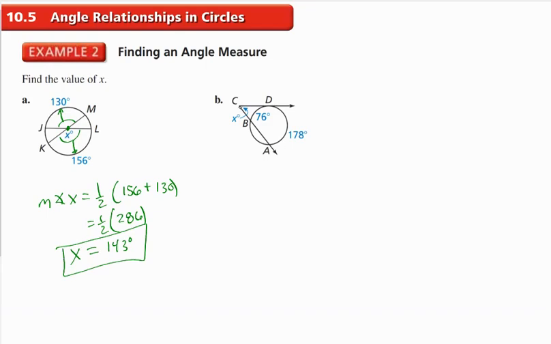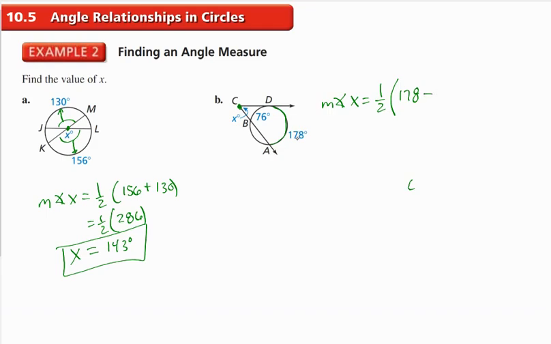Problem B, we see that the intersection occurs in the exterior region of the circle. So now we want to take the positive difference of the intercepted arcs. We see that the larger intercepted arc is 178 degrees. So the measure of angle X is equal to 1/2 of 178 degrees.